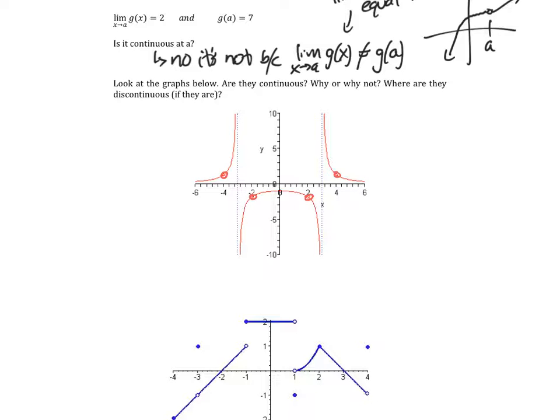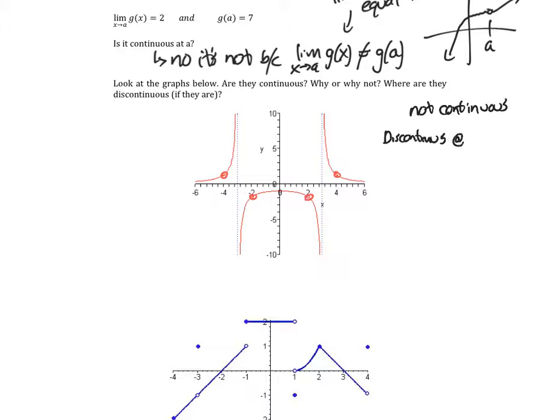So is it not continuous? Okay, let's list all the places it's not continuous. So where is it not continuous? It's discontinuous. I'm going to try to lump them all together, ones that have the same reason. So it's discontinuous. Let's take care of all the open circles.